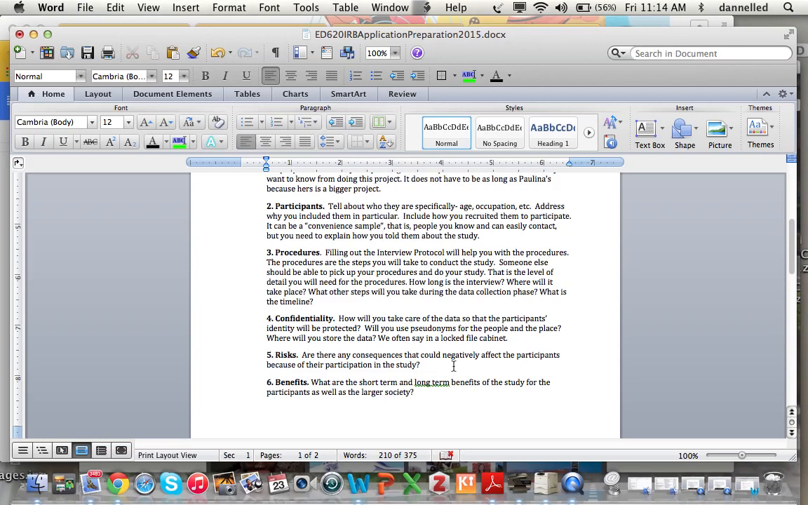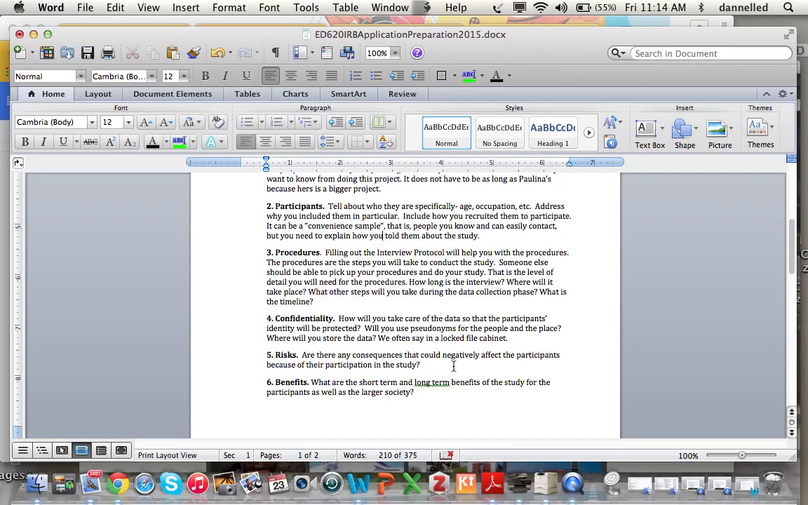And then the last one is the benefits. What are the long-term and short-term benefits of the study, not only for the participants, but for the larger society as well? But think of the short-term benefits. Are you going to get back to the people with the information you found? Is there some way you think that it would help them, advantage them to participate in the study, besides being your friend and helping you out? Is it an opportunity for them to reflect on their life experience, or an opportunity to learn about how other people reflect on their life experience?